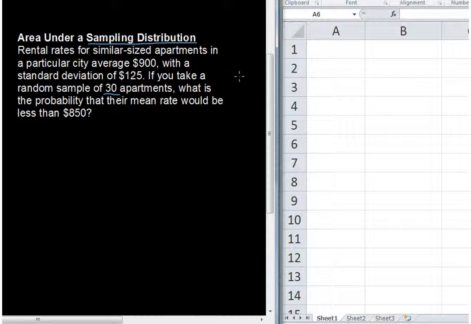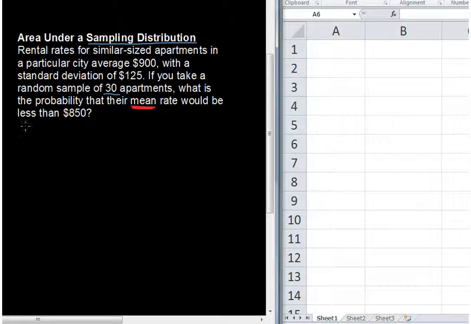Rental rates for similar sized apartments in a particular city average $900 with a standard deviation of $125. If you take a random sample of 30 apartments, what is the probability that their mean rate would be less than $850? And I really emphasize the word mean, because if you see that in a question and it's asking for the mean of something, then the probability that the mean is above, less than, or between two numbers, that's when we're going to have to play this game.